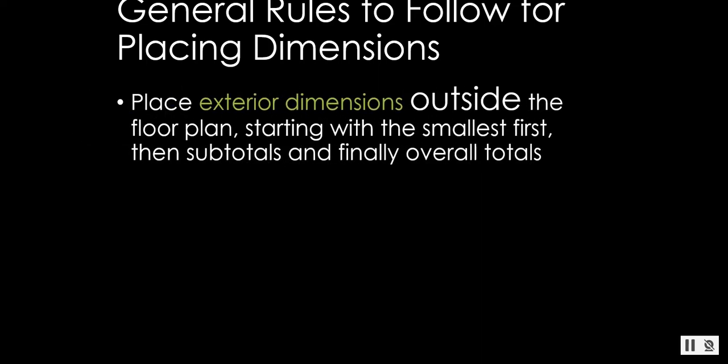General rules, and I'm sorry, I think this is cutting off the top, but I'll read it to you. General rules for placing dimensions. Place exterior dimensions outside the floor plan, starting with the smallest first, then subtotals, and finally overall totals. So you just kind of move your way outward.